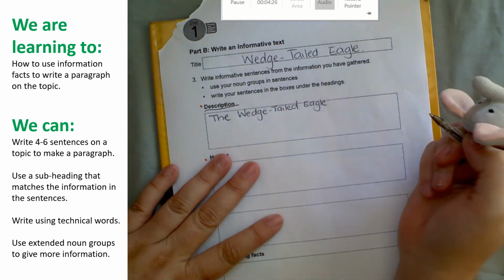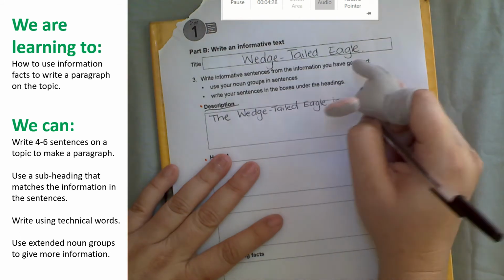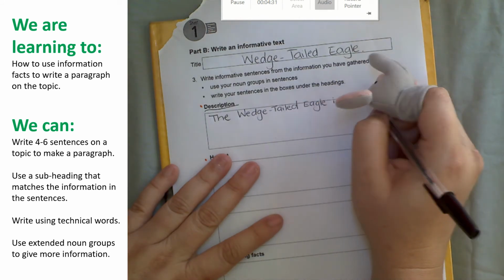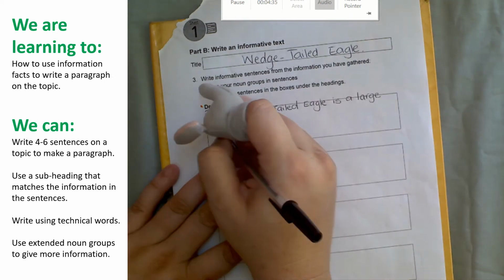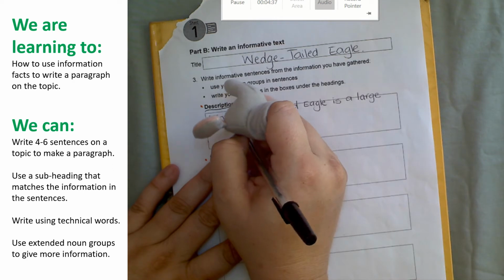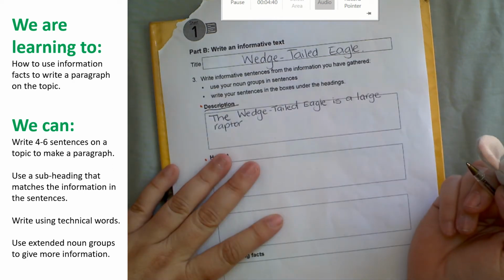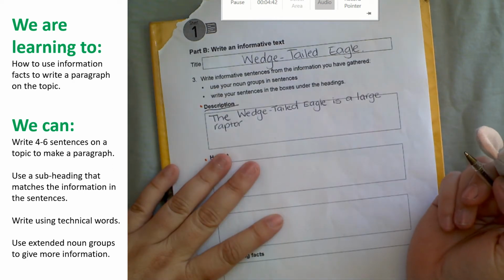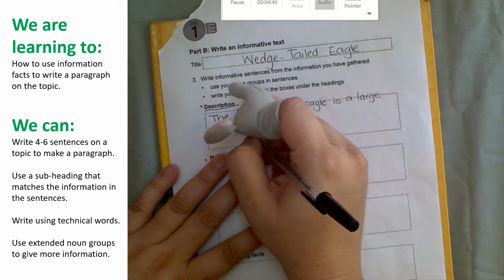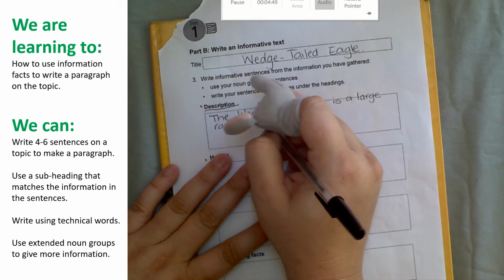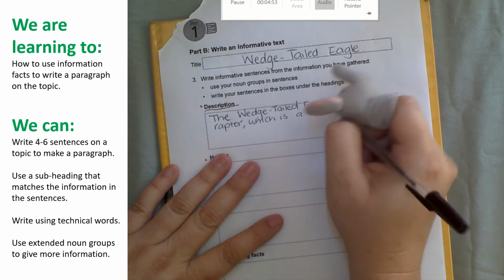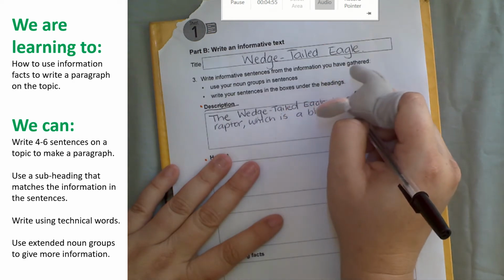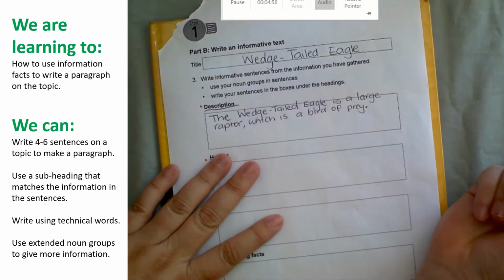The wedge-tailed eagle is a large raptor. And now I'm thinking about who might be reading my work and wondering if they'll know what raptor means. So I'm going to explain it, which is a bird of prey. And then I've got a full stop.